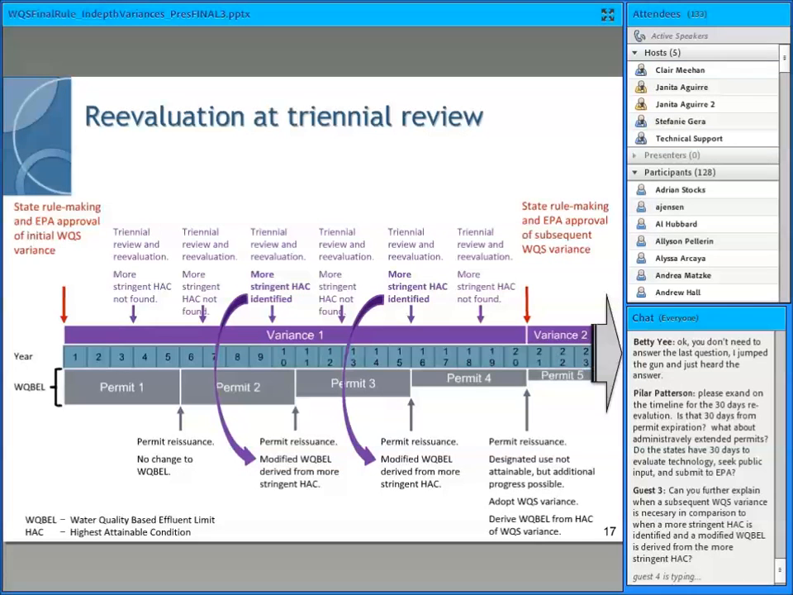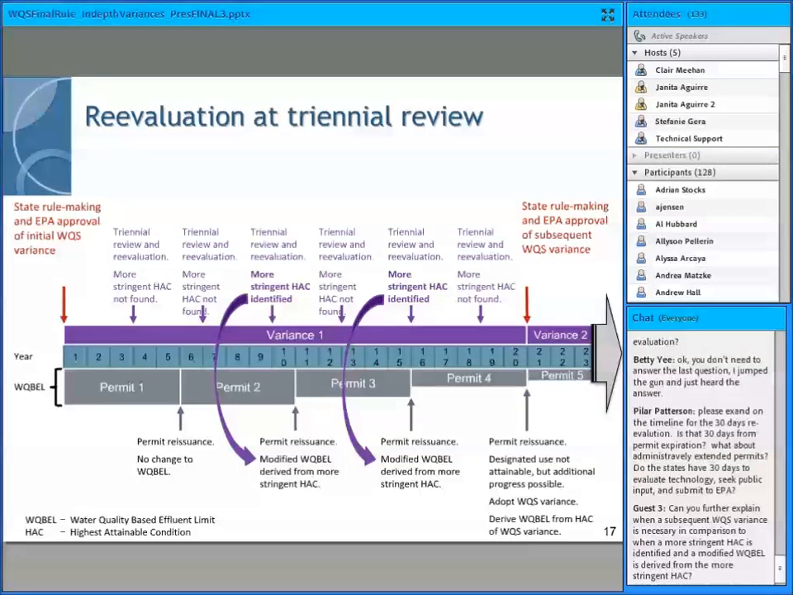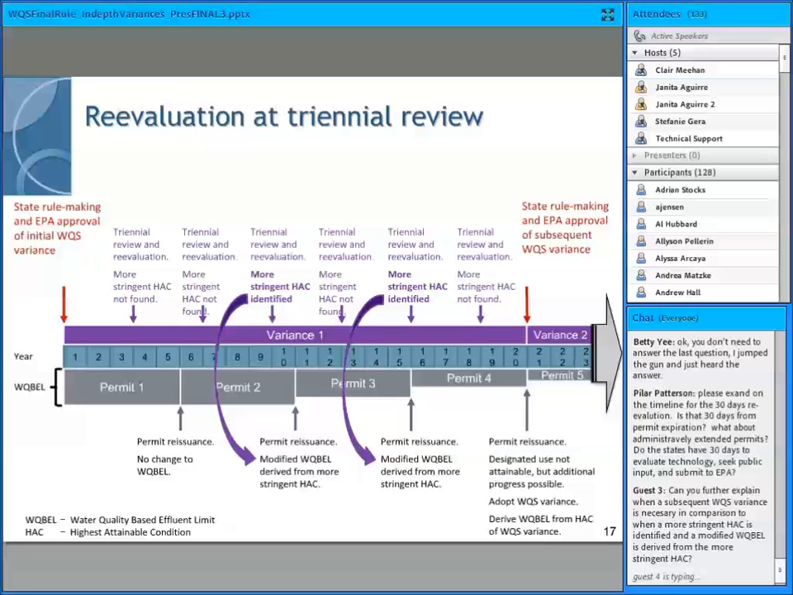At year 5, when Permit 1 expires and the permit is being renewed, the permitting authority must refer to any reevaluation that occurred after the permit was last issued to determine if a more stringent highest attainable condition was identified. In this hypothetical example, the reevaluation the state or tribe conducted at the same time of the last triennial review did not find new data or information indicating a more stringent highest attainable condition. The permitting authority reissues the permit, here labeled Permit 2, with the same permit limit as Permit 1.